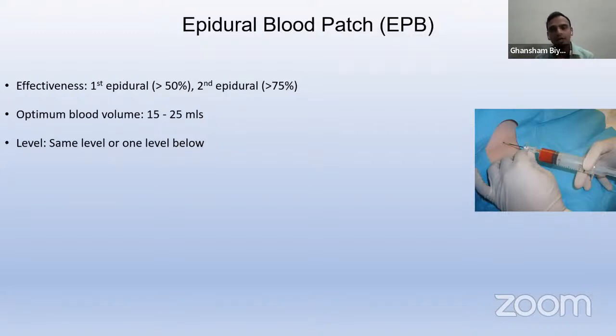And if you are very, very sure that, okay, this was the point where the accidental dural puncture has occurred, in that case, you can go at the same level or a space below, because whatever blood you are going to inject is going to spread cephalad, and that is going to help you in sealing off this one. The last question, which is the most important question, is: when should you perform an epidural blood patch?